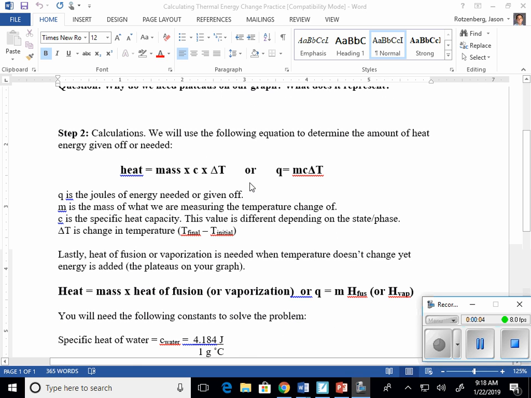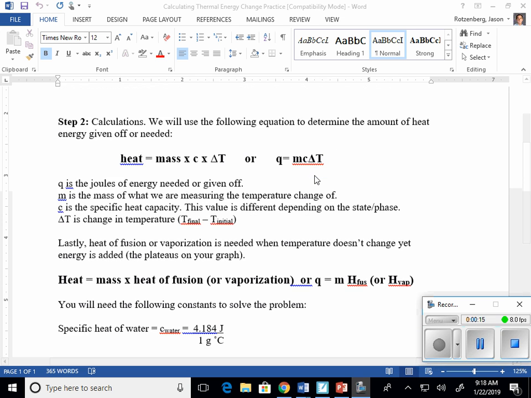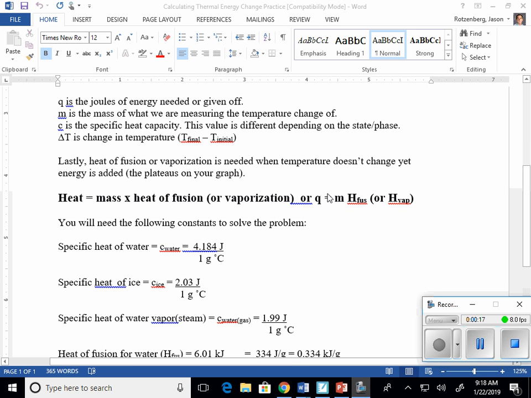I'm going to skip a good portion of this sheet right now. Notice in the top half, step number 2 gives you Q equals MC delta T. Well, we just worked with that a little while ago. It gives you Q equals M times heat of fusion or heat of vaporization. We just did that as well.